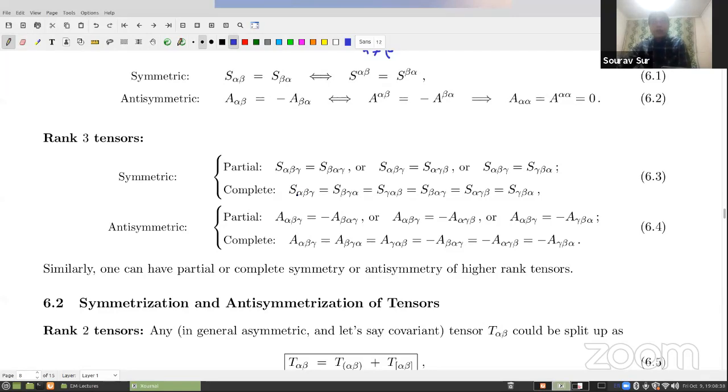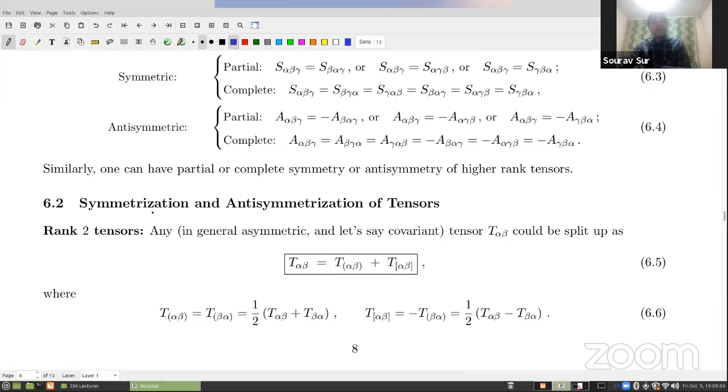But here, if you equate all of them, then you have complete symmetry. You change any pair of indices, the thing will remain the same. So that is called complete antisymmetry. Similarly, you can have partial antisymmetry and complete antisymmetry. Complete antisymmetry means if you have some antisymmetric tensor to start with, then all the cyclic permutations of the indices would be equal, and all the anticyclic permutations of the indices would also be equal.